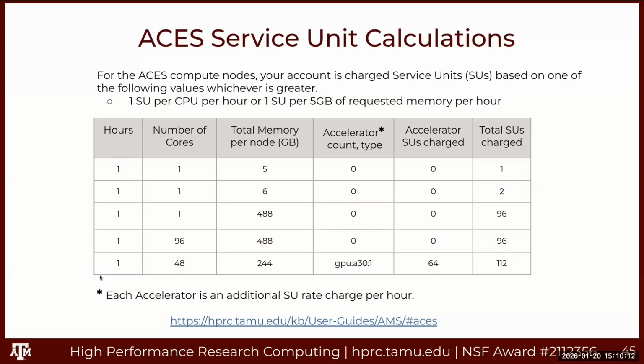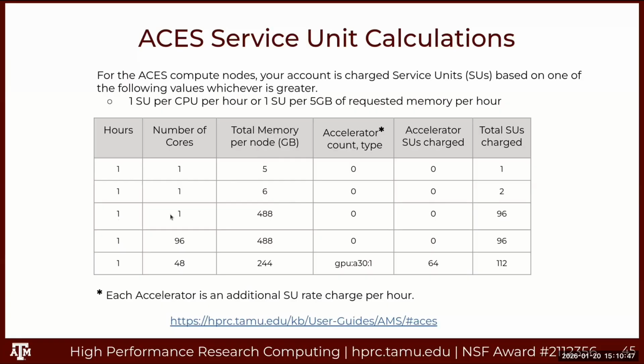So if I was to select 1 hour in this table, this is just describing 1 hour. All of these are 1 hour. If I was to select one core, 5 gigabytes of memory, and no GPUs, there are 0 SUs charged for GPUs because we don't have any GPUs, and we only charge one service unit because you requested one CPU or 5 gigabytes of memory. If you increase this to 6, you're in your second chunk of memory, so now you're going to be charged 2 service units. So the minimum charge for one service unit is 5 gigabytes, 1 core, in 1 hour.